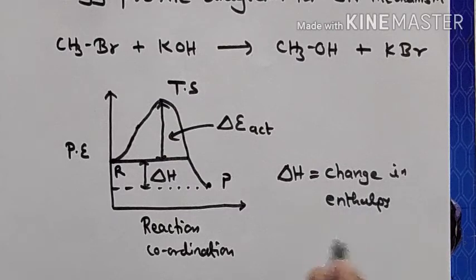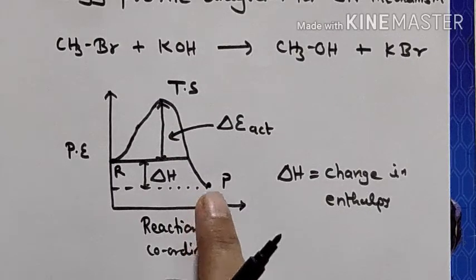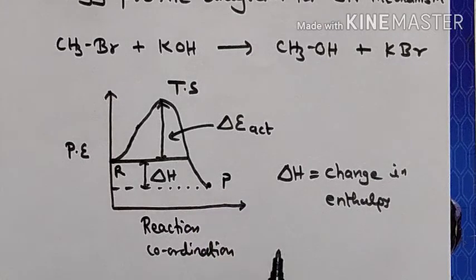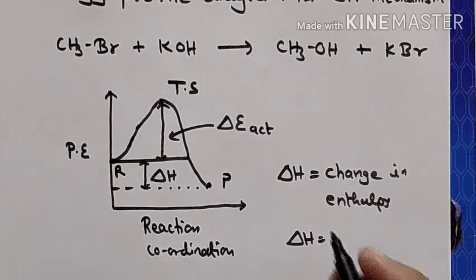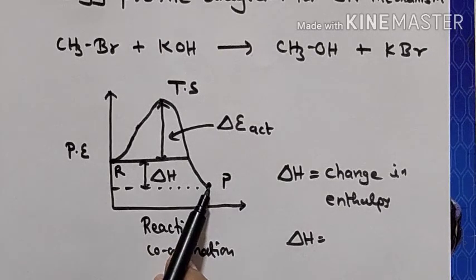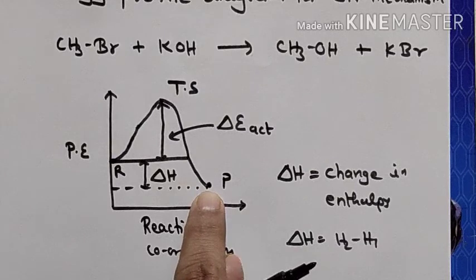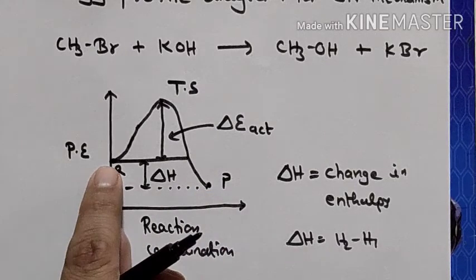And can you tell me, delta H in this case is positive or negative? Right here, see, the reactant energy is less. If I have to find delta H, it will be H2 minus H1. This is final enthalpy, this is initial enthalpy, and final enthalpy is less than that of initial enthalpy.